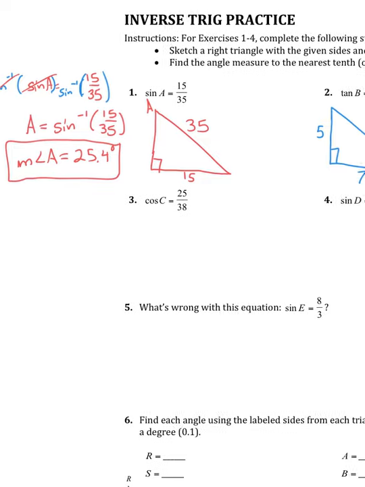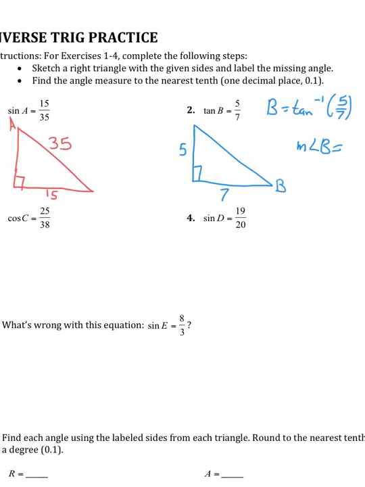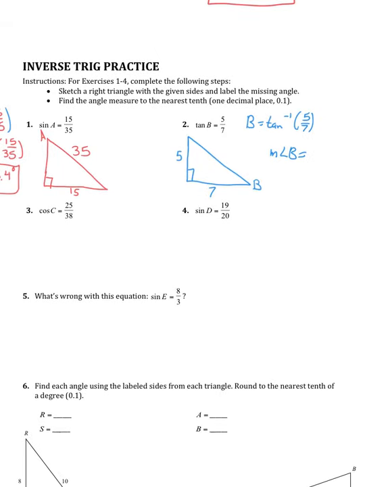Let's look at problems 2, 3, and 4 here. So problem 2, I had it set up for you. I already drew the triangle. And we say measure of angle B. We plug into our calculator that tangent inverse, and we get the measure of angle B comes out to 35.5 degrees. And remember, we're rounding to the nearest tenth, not just because I chose it, but because it tells me right here, round to the nearest tenth.